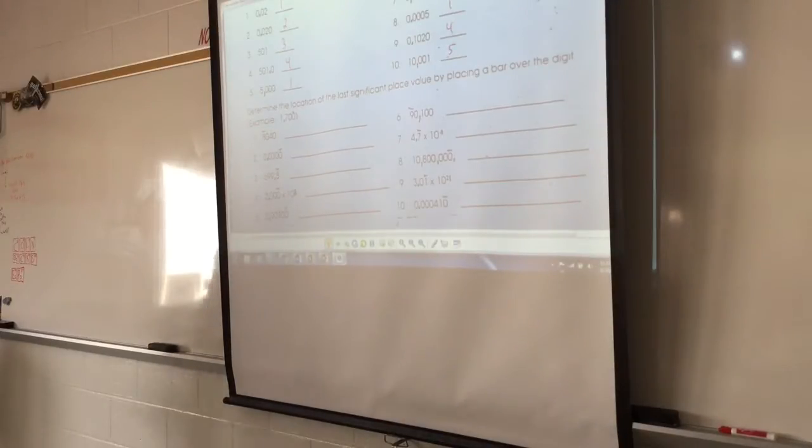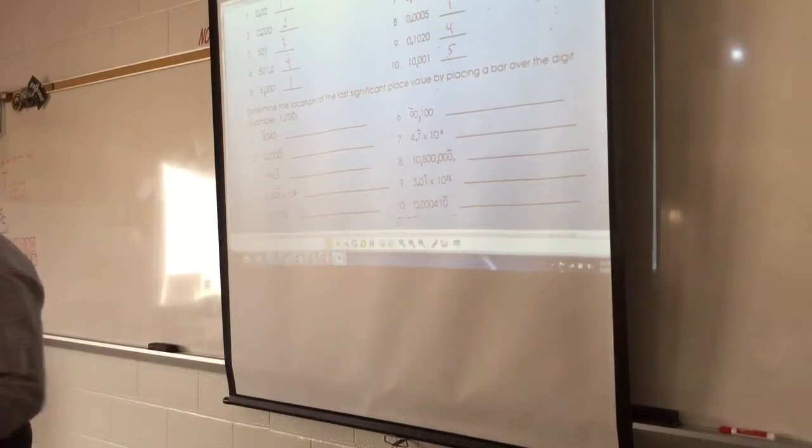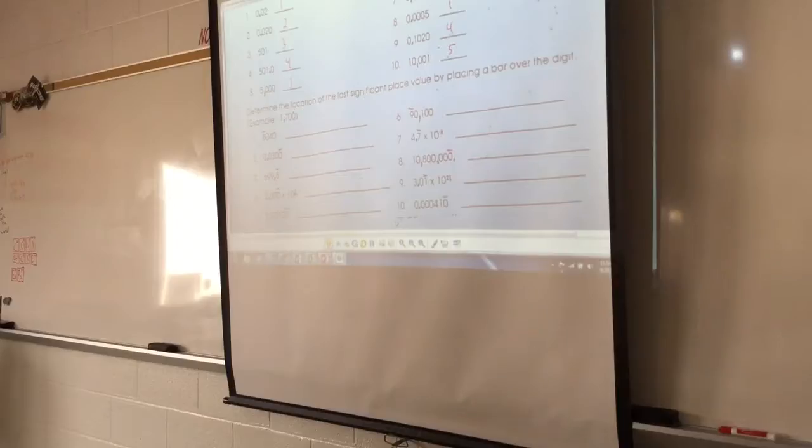So, here's how we do this side of this sheet. Are you guys with me? It's the one that says significant figures on top with the big box that explains the steps. Okay, so this side. You guys should have been good with this side, I think.